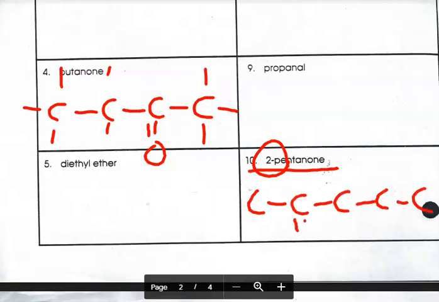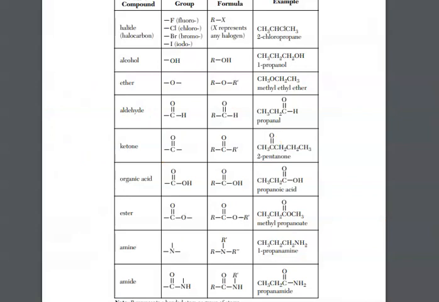I put C double bond O here on my 2nd carbon, and then I'm going to fill in the rest with hydrogens. Okay. Now for number 5, diethyl ether. That's tough to say, right? If I go back to reference table R, our ethers are here. I have an oxygen that has carbons on either side. Remember, it's part of the linkage.